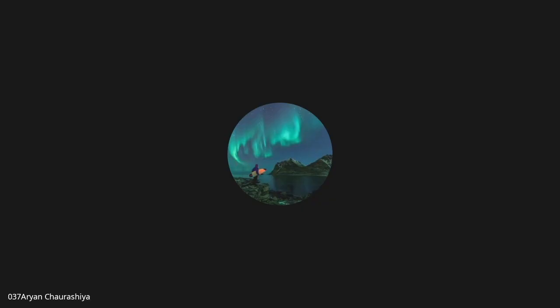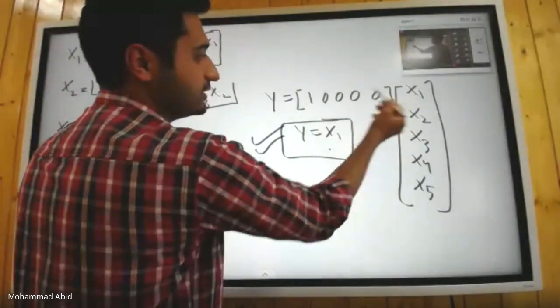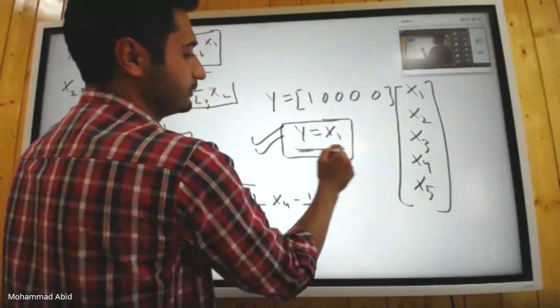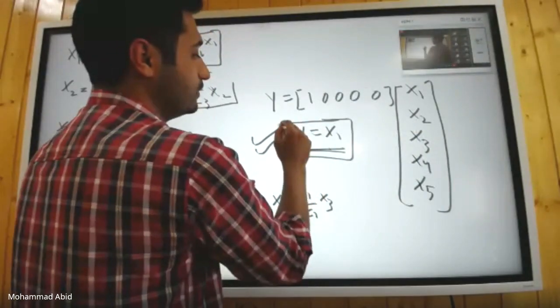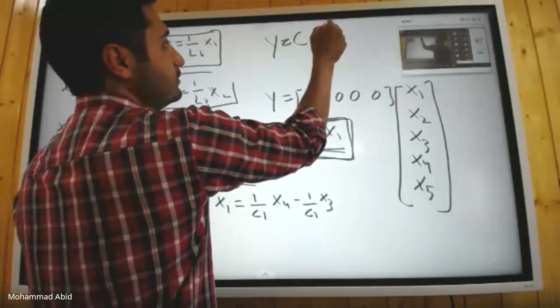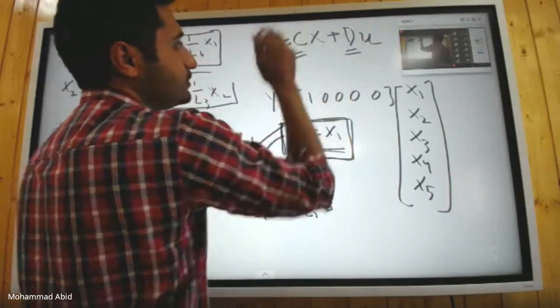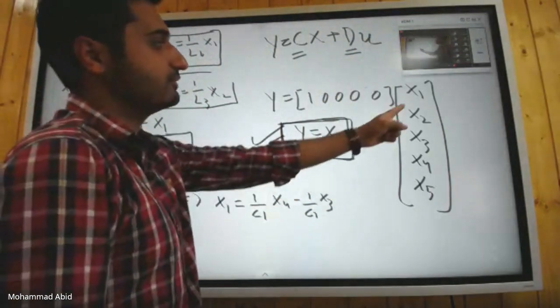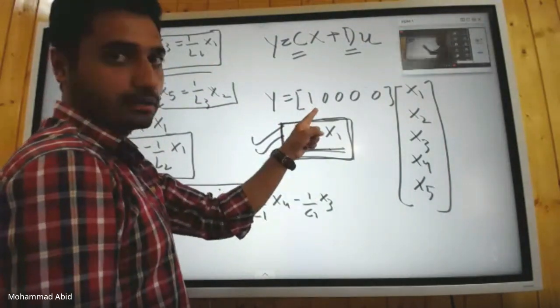Create the matrix form like this. If you do multiplication entry by entry, you will get y equal to x1: 1 into x1 plus 0 into x2. You will just get y equal to x1, which is your output equation. Your output equation is Cx plus Du, a linear combination of x and a linear combination of u. So your output is just the first state variable. That's why y is x1, and you will get a 1 here.